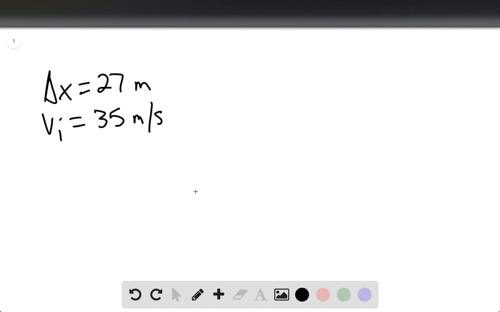So here we have delta x equals 27 meters, and then we have velocity initial equals 35 meters per second. So now we're trying to find essentially the angle in which we should throw the arrow in order to hit the apple.